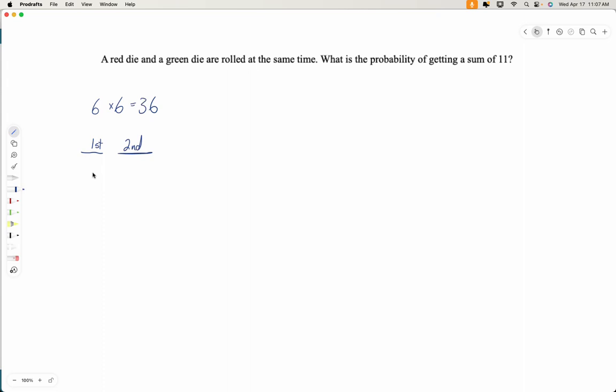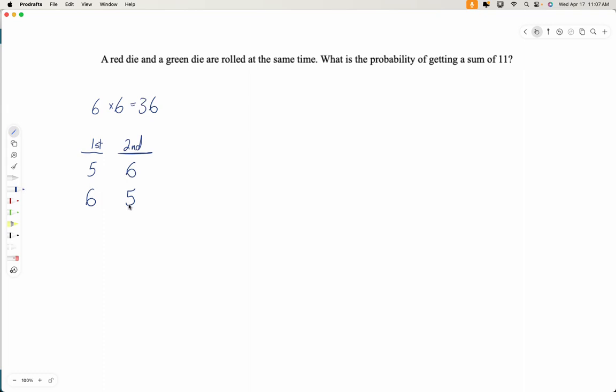So if there's a 2, that would have to be a 9, can't do that. 3, that would have to be an 8, can't do that. 4, that would have to be a 7, can't do that. 5, we could roll a 6 over here, and that would give us 11. So then if we roll a 6 on the first one and a 5 on the second one, that would give us 11 also. That's it. That's all we can do.